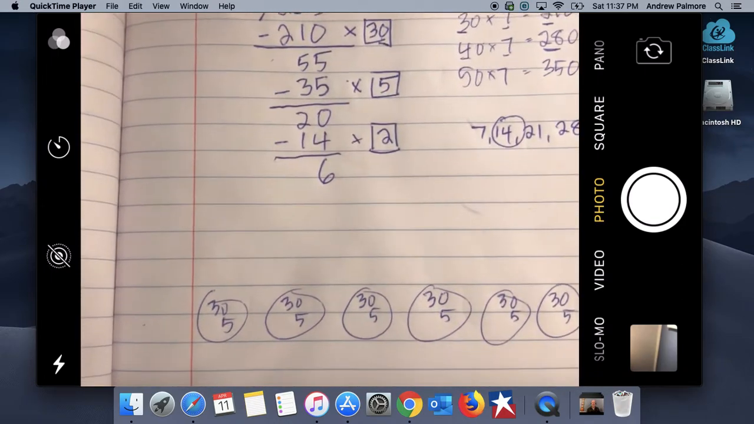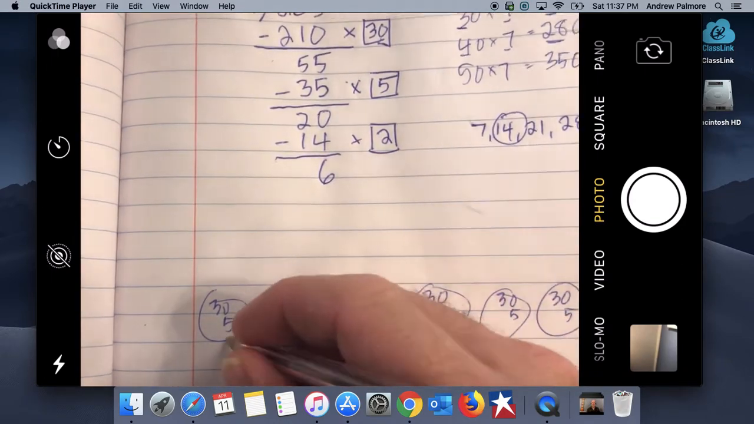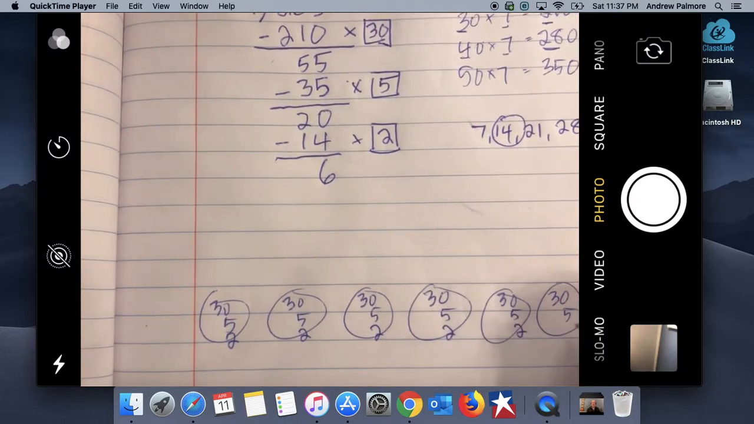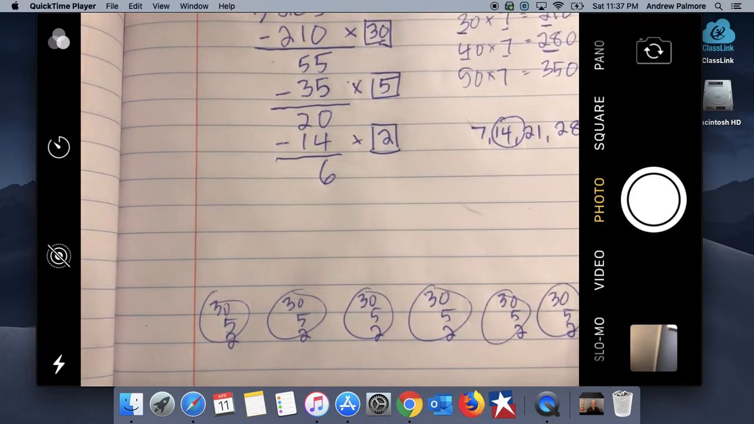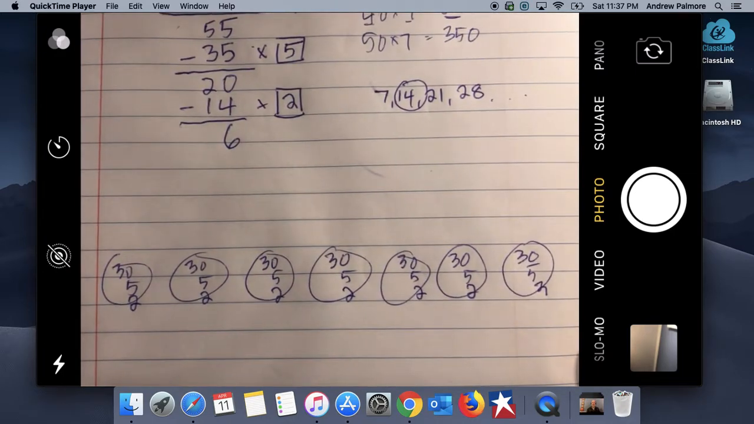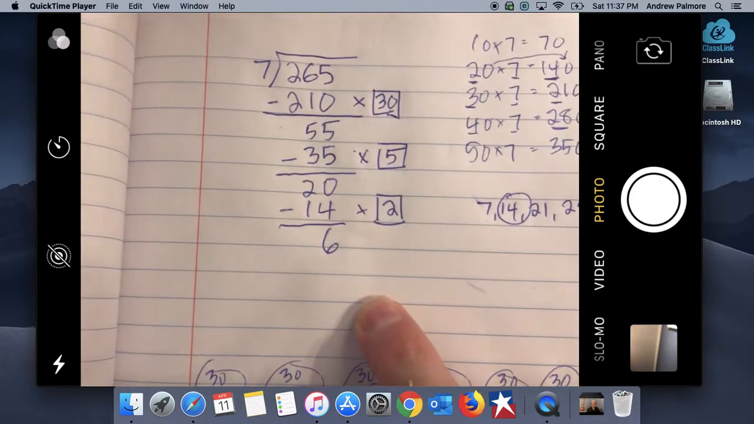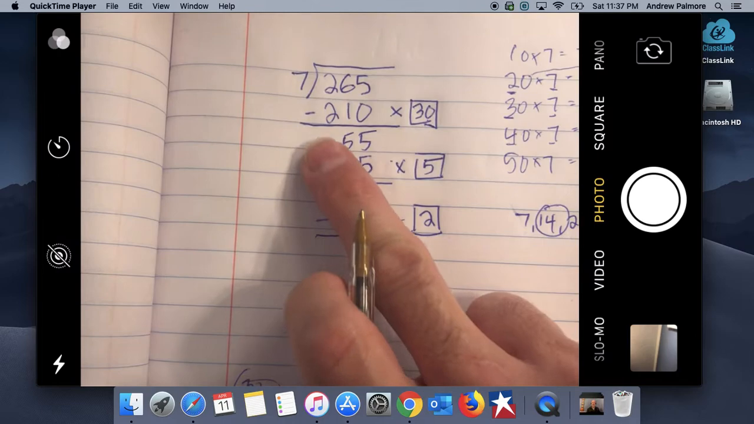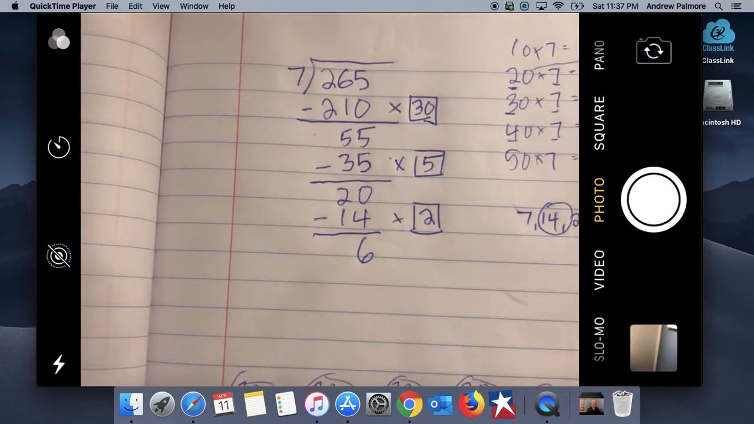So again, what I'm doing is I'm saying, okay, I can give each person 2 more candies, and that will leave us with 6. So when what you have down here is less than the divisor, you can stop. That will be your remainder.